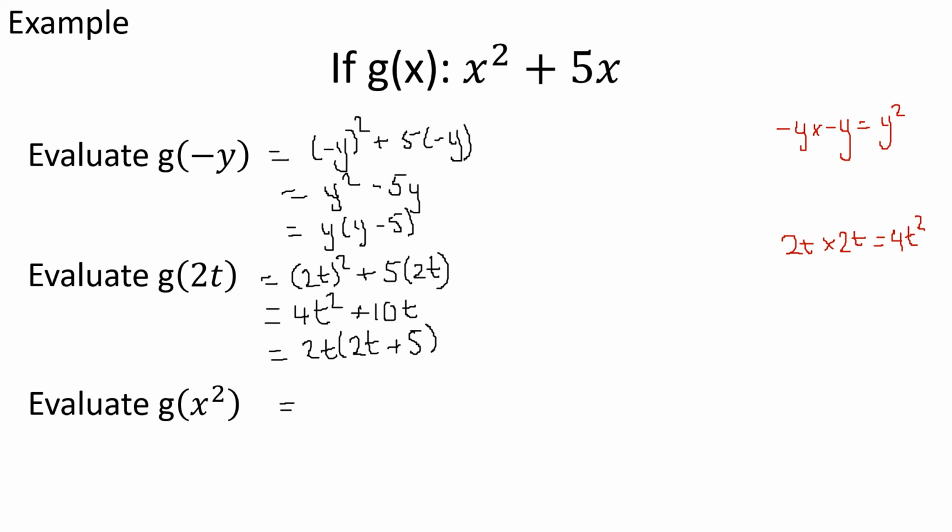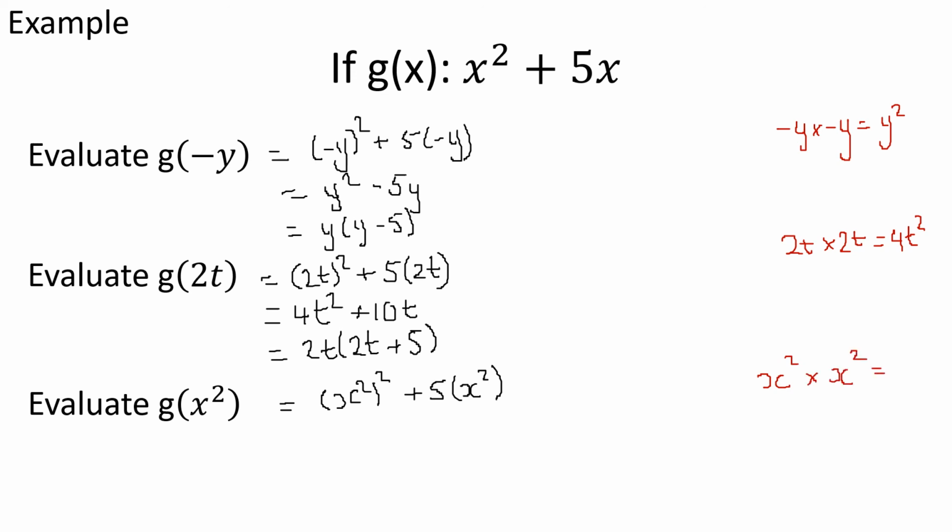So a bit complicated here because we're dealing with x's and x's, but the process will still be the same. So whenever we see an x, we need to substitute in x squared. So we will have x squared all squared plus 5 times x squared. So if we go over here and we'll do our squared, so we've got x squared times x squared.